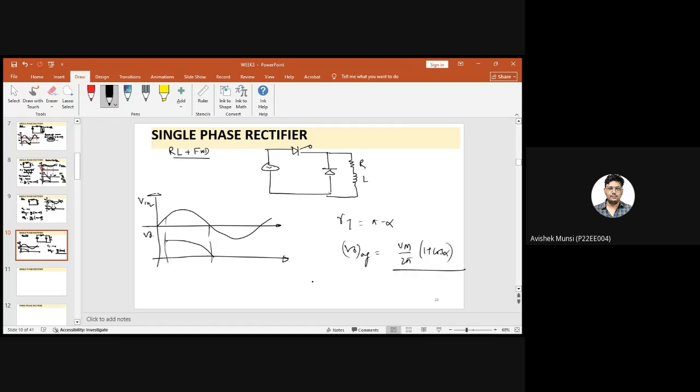And the freewheeling diode will conduct from beta minus pi. In case of discontinuous conduction, but we are considering the continuous conduction mode, so it will be in between pi to 2 pi plus alpha. That is here.